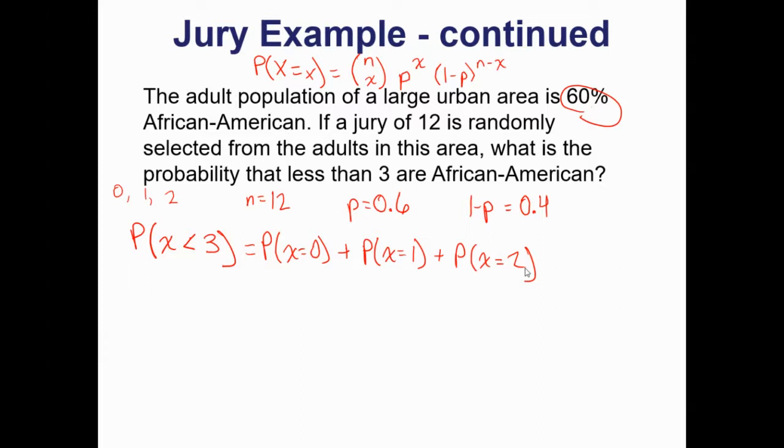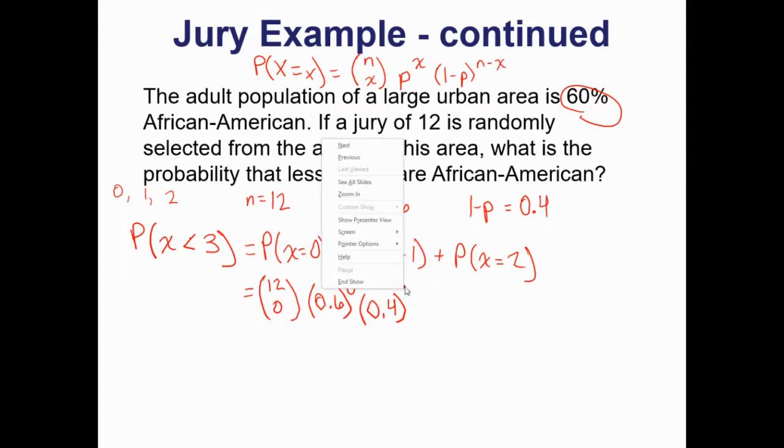So using our formula up here, we plug in, we'll have 12 choose 0. The probability of success we said is 0.6, but we have no successes. Probability of failures is 0.4. How many failures will we have if we have no successes? 12.